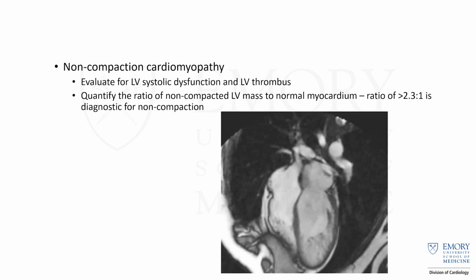Non-compaction cardiomyopathy, MRI is really good for looking for thrombus specifically. You can also look at the morphology of your myocardium here and you can see all this non-compacted myocardium. You can actually go through and quantify the ratio of non-compacted LV mass to normal myocardium. You can calculate your LV mass that's compacted versus not, and a ratio of 2.3 to 1 for the non-compacted myocardium is diagnostic. And so we use that if we're looking for LV non-compaction. If it's not clear on echo, we can use MRI and calculate this ratio and confirm this diagnosis of non-compaction.